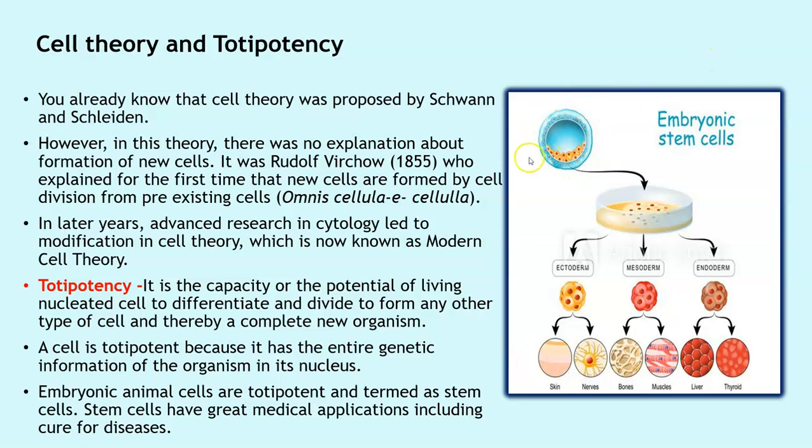Have a look at this image here. These are called the embryonic stem cells. This is the zygote which is formed after fertilization, that is the fusion of the male and female gametes. So these cells are called embryonic stem cells. They get divided into the ectoderm, mesoderm and endoderm, and further they give rise to different types of cells, and furthermore this contributes in giving rise to a new organism. So this phenomenon is called totipotency, the capacity or the potential of nucleated cells to divide, differentiate and give rise to a complete new organism.